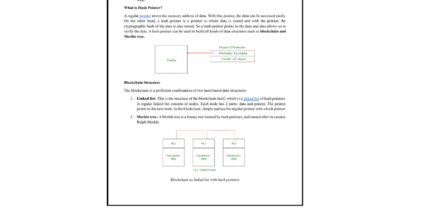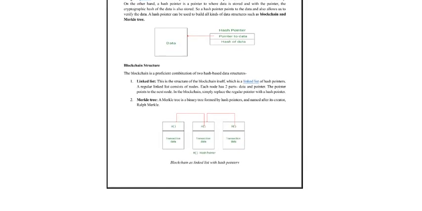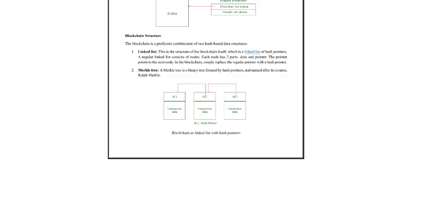Then let us talk about blockchain structure. The blockchain structure is a combination of two hash based data structures. The first one is a linked list and the other one is a Merkle tree. So what is a linked list? As we have studied in data structures, this is the structure of a blockchain itself, which is a linked list of hash pointers.